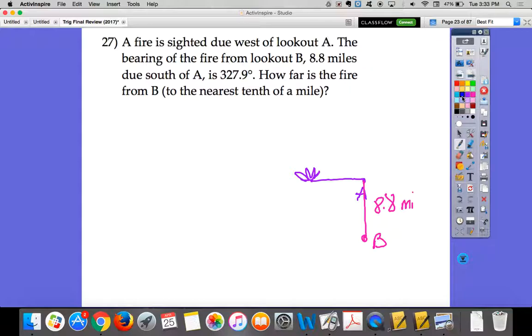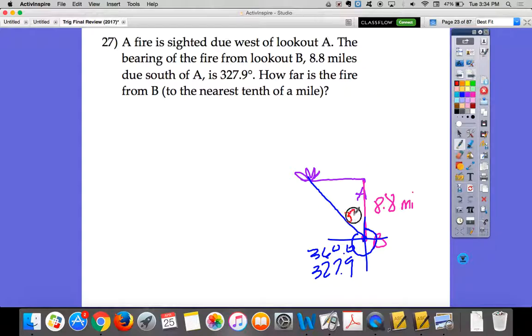Okay, so let's get a running start on that again. The bearing of the fire from lookout B, so from here to there, is 327.9 degrees. So they're giving you the bearings where you start from north and you rotate all the way around. Okay, so if all of that is 327.9, basically, guys, what is 360 minus that? So 360 minus 327.9 is 32.1.